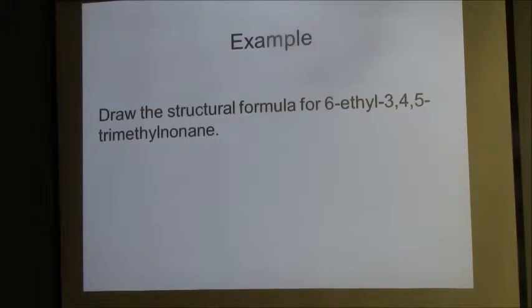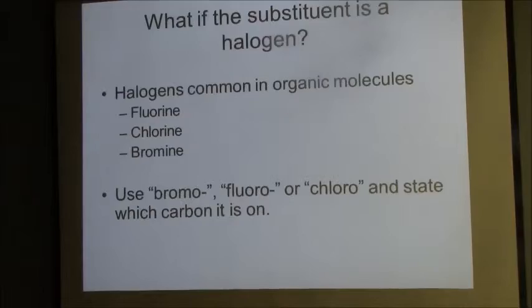Another example we could do, 6-ethyl, 3,4,5-trimethyl, nonane. All right, so how are we going to do this? We're going to draw a 9-carbon chain, and then when you're drawing it from scratch, you can decide which end you want to begin numbering from. That's up to you, because you're choosing how to draw this molecule. So draw a nonane, and then on carbon 6, put an ethyl group, and then carbons 3, 4, and 5 will all get methyl groups.